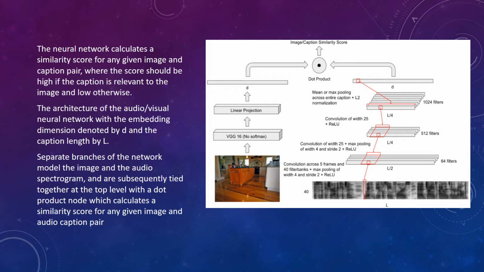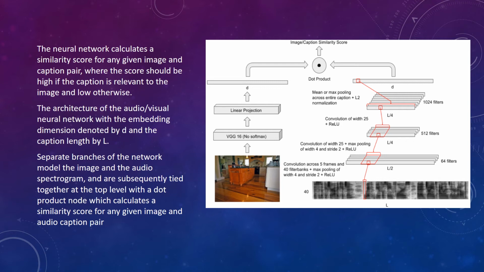Here's just a graphic of how all the data was collected. The neural network calculates a similarity score for any given image and caption pair, where the score should be high if the caption is relevant to the image and low otherwise.